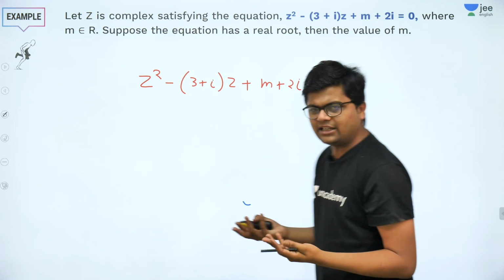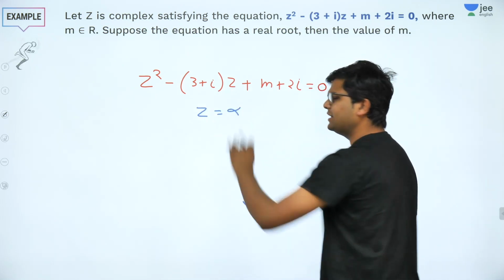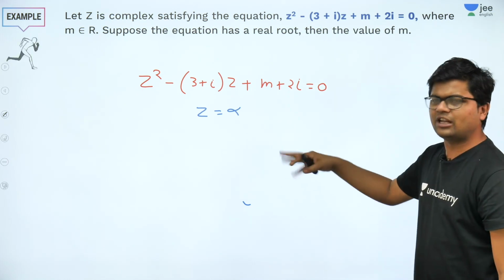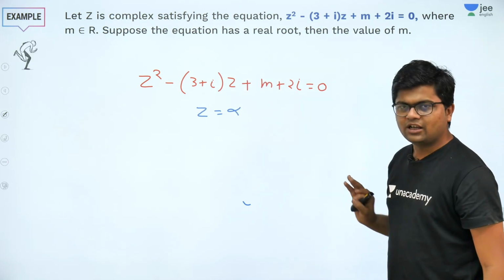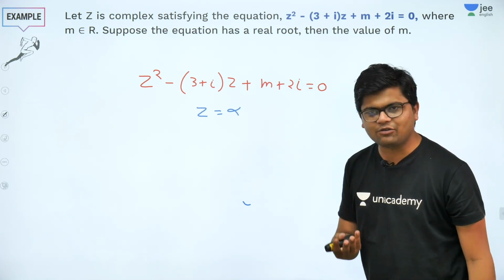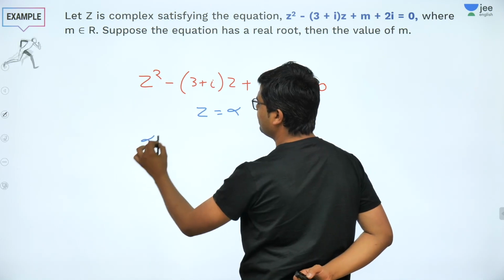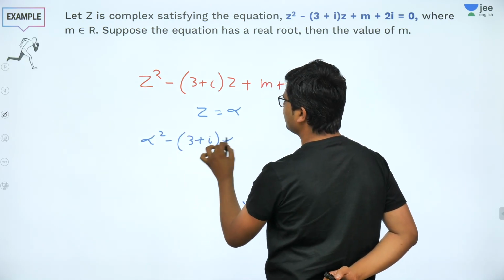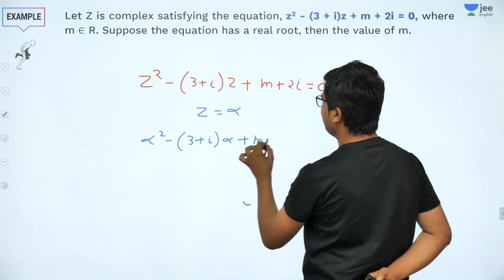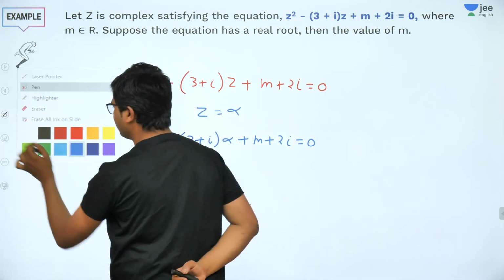No problem. Let the value of the real root be alpha. Any constant, you can let it be k, p, m as you wish. Not m, because m is already in the equation. So let the real root be alpha. Since it is the root, it will satisfy the equation. Standard theory. So I am putting the value of z equal to alpha. It will be alpha square minus (3 plus iota) into alpha plus (m plus 2 iota) equal to 0. So this becomes the equation.